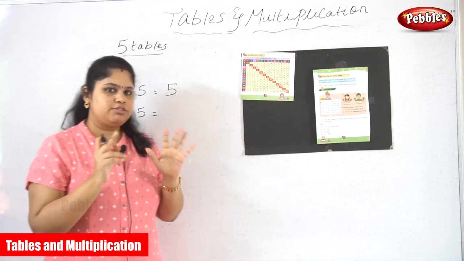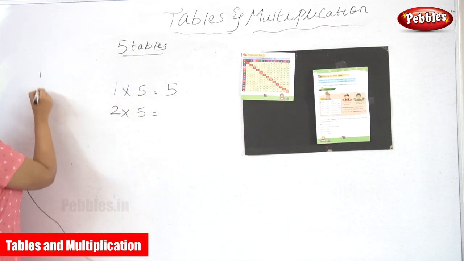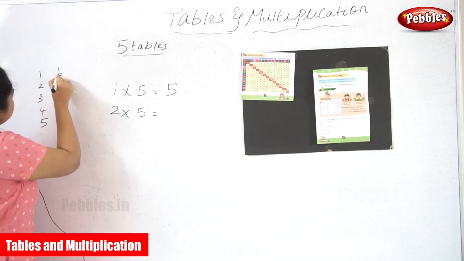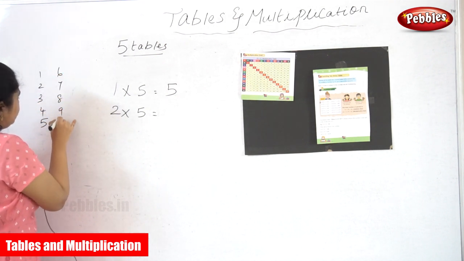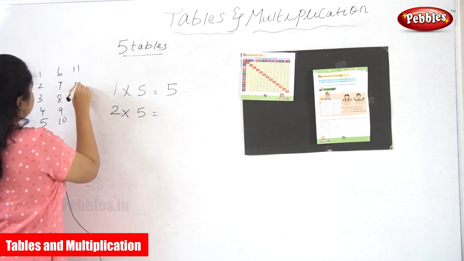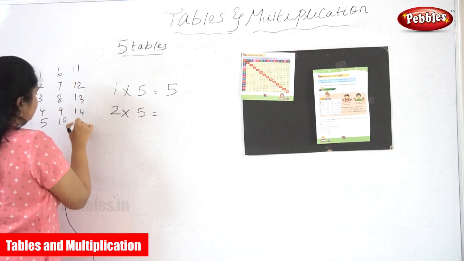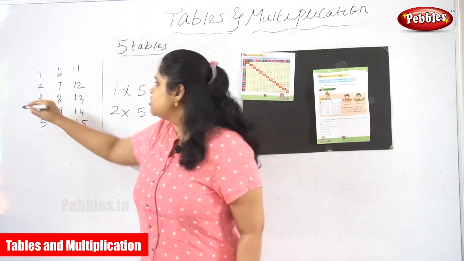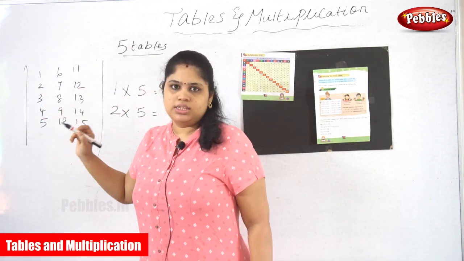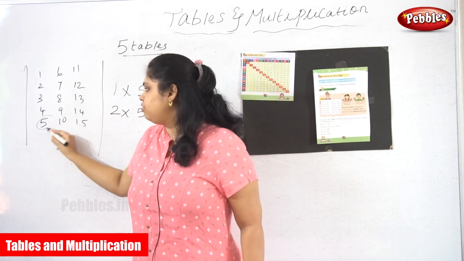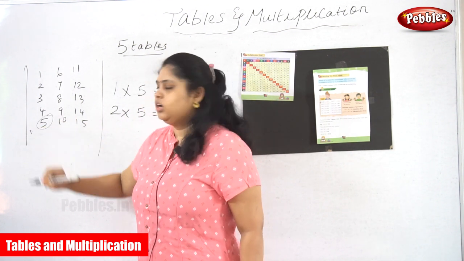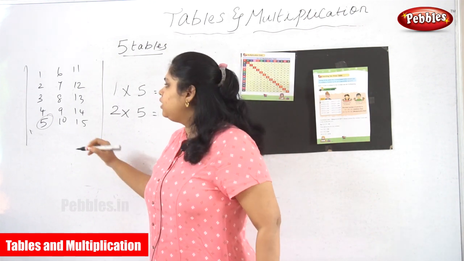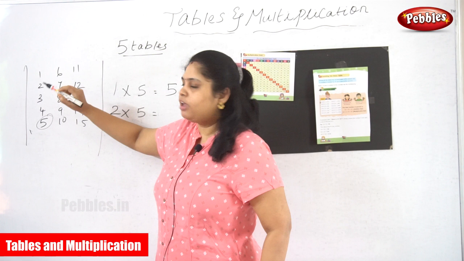What is the first 5? 1, 2, 3, 4, 5, 6, 7, 8, 9, 10, 11, 12, 13, 14, 15. For a small example, I have written this. So this is a number series, and this is the 5 table. I started with the 5. This is for 1, isn't it? Next 5, the second 5, I'm going to skip count by 5.